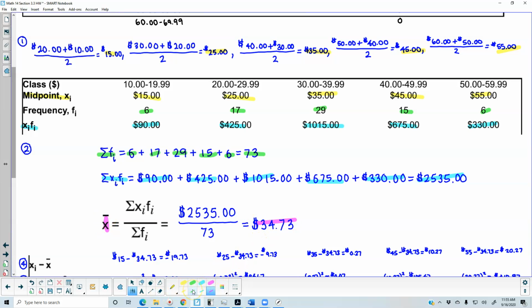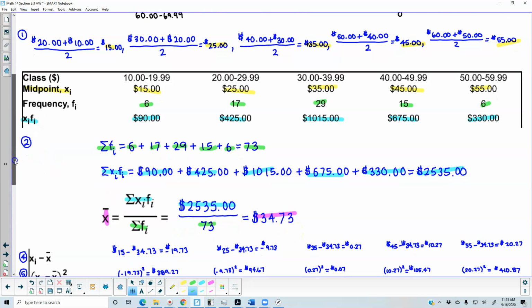So now in order to find the sample mean, we want to first take the numerator, which is 2,535, the sum of the midpoints times the frequency, divided by the sum of the frequency, which is 73. So now we get a sample mean of $34.73.